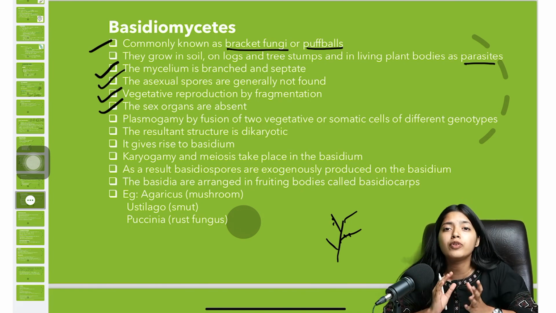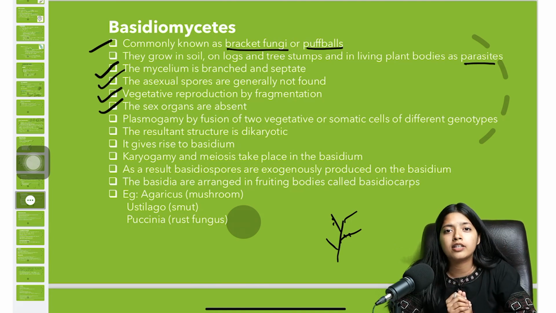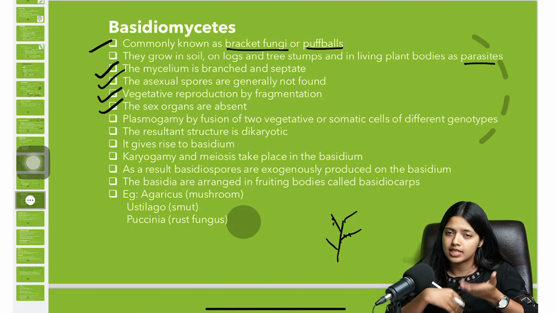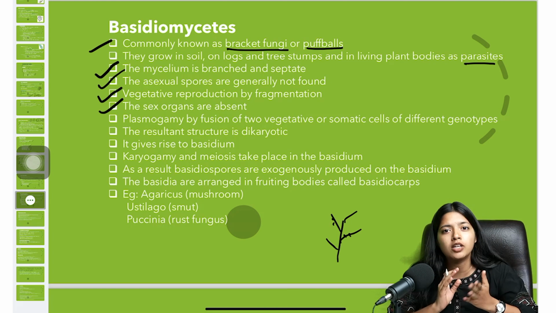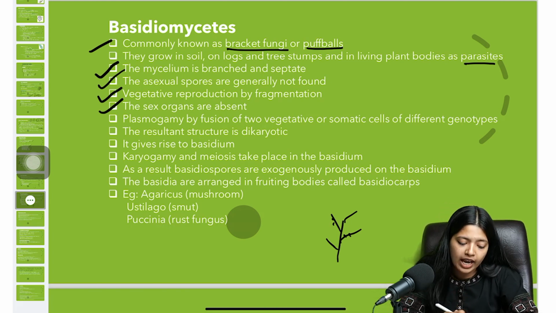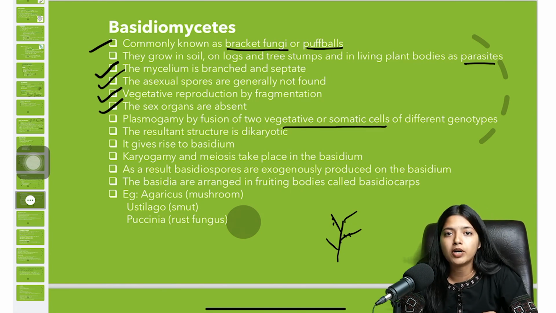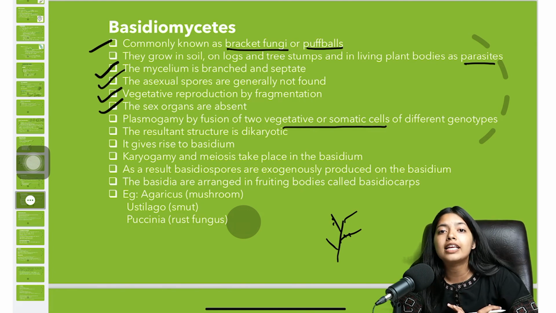Any cell will fuse their protoplasm. Any two cells will fuse together and undergo plasmogamy, karyogamy, thereby forming a new zygote. So plasmogamy occurs by fusion of any two vegetative or somatic cells. That's how their reproduction happens, and the resulting structure is dikaryotic, so there is a dikaryotic phase.